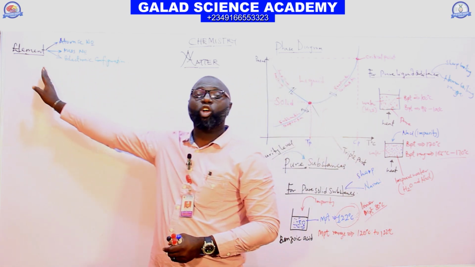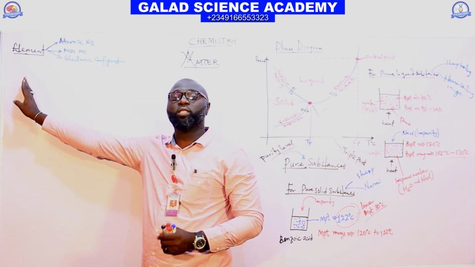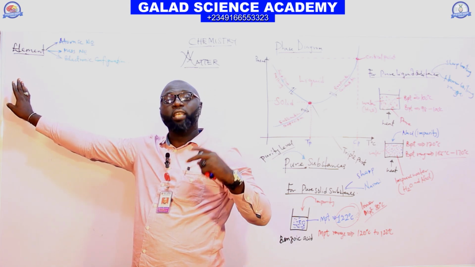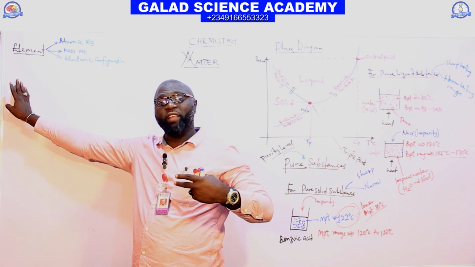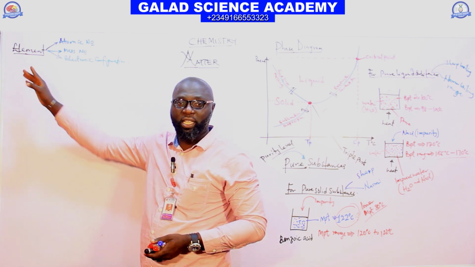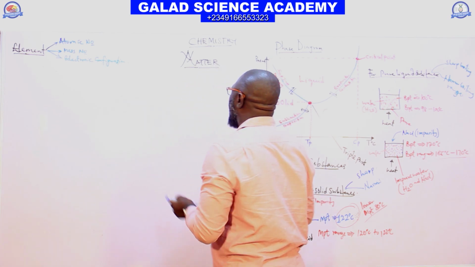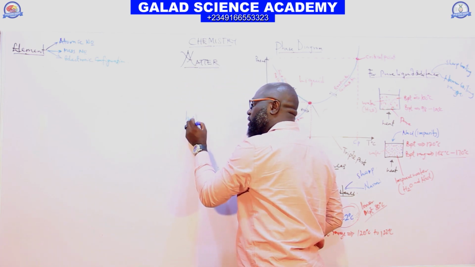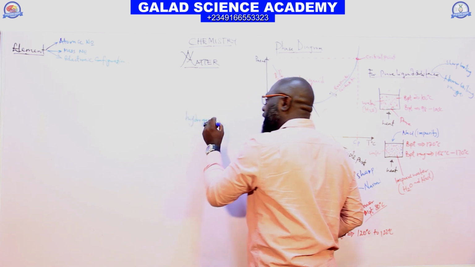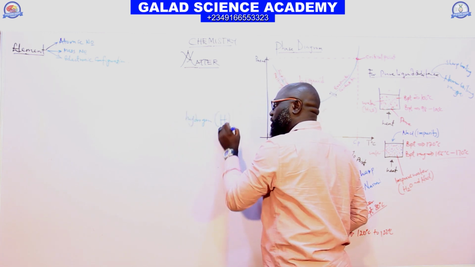And the element is always denoted by a symbol, or you can use an alphabetical symbol to denote an element. Take for instance hydrogen. The hydrogen is denoted by capital letter H.